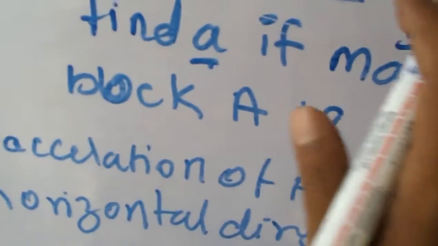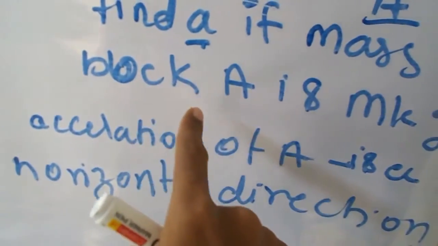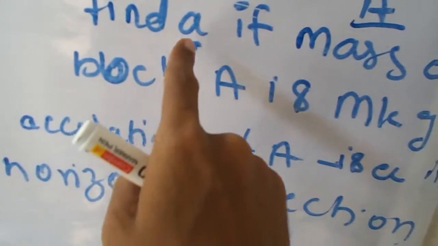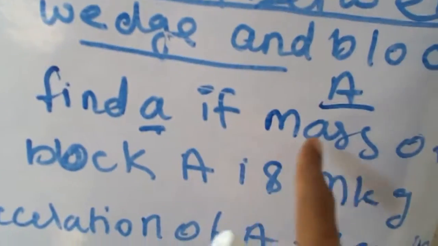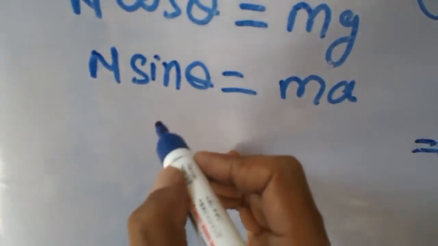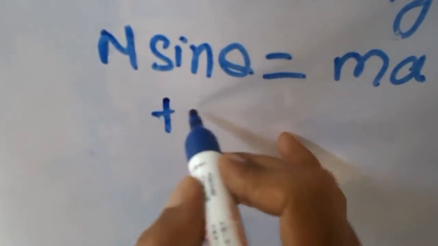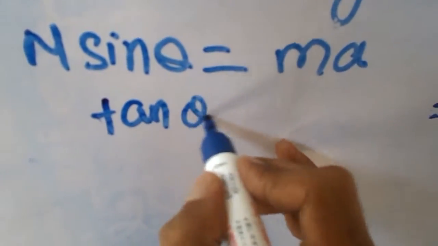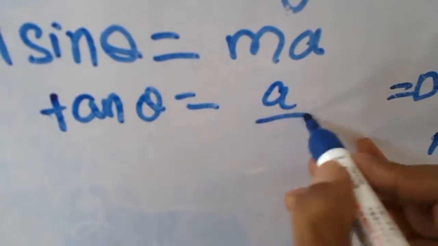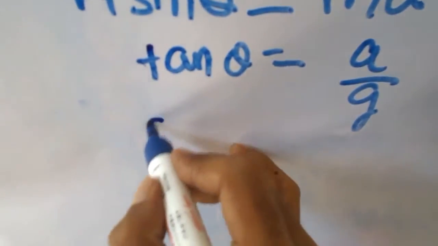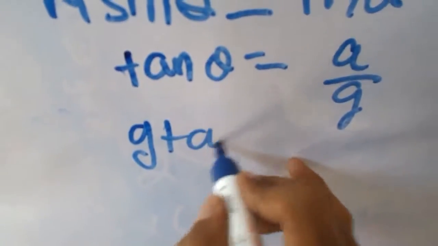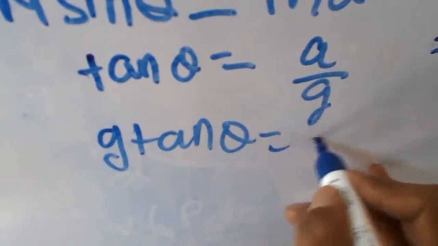What is the question? Find a, if the mass of the block is m kg. So let me write. What can I write? Tan theta is equal to a by g. It is very simple if you divide all this. So what is the a? a is equal to g tan theta.